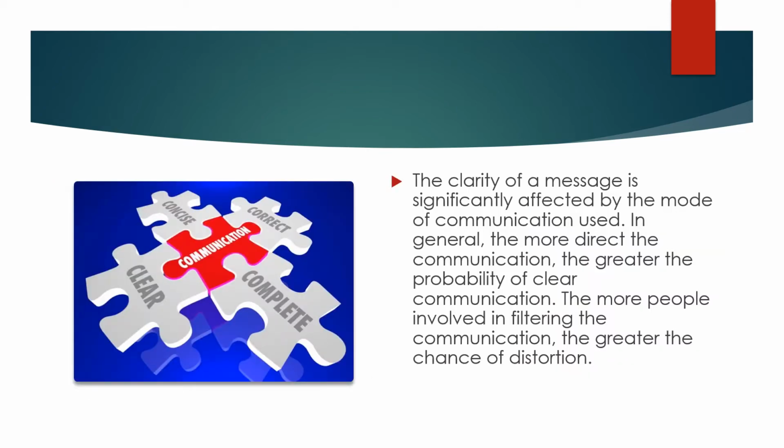So just to recap here, the clarity of a message is significantly affected by the mode of communication. In general, the more direct the communication, the greater the probability of clear communication. The more people involved in filtering the communication, the greater the chance of distortion.